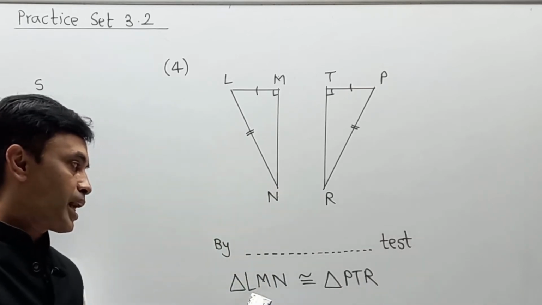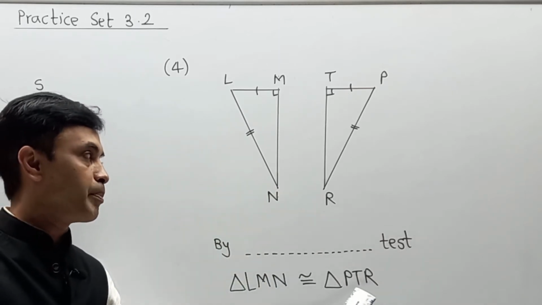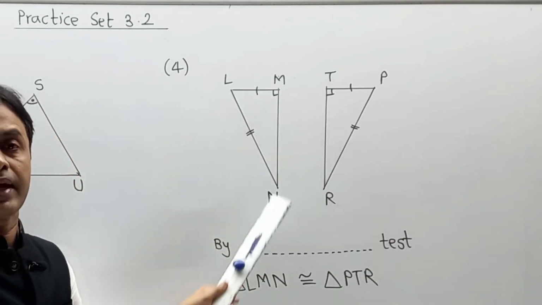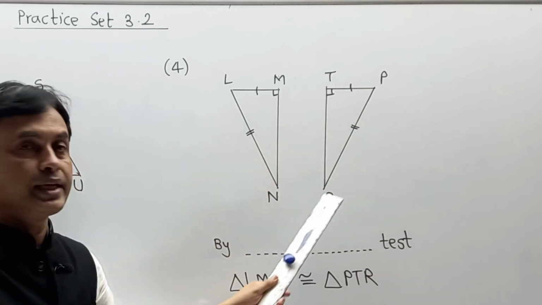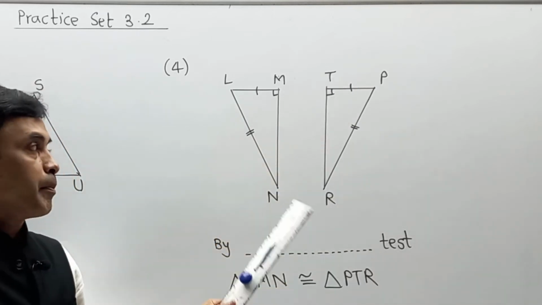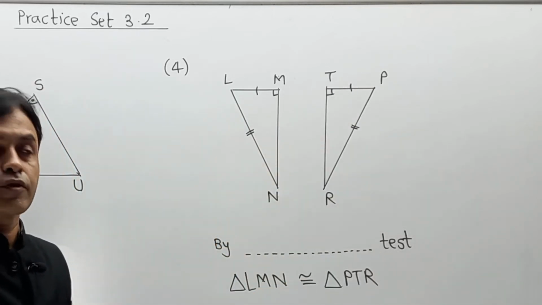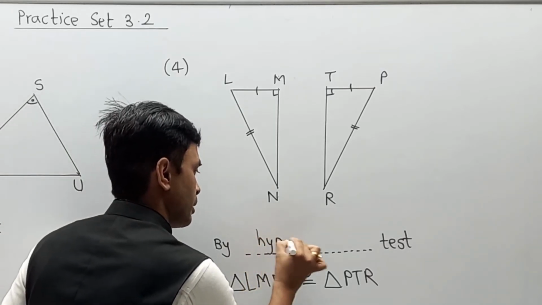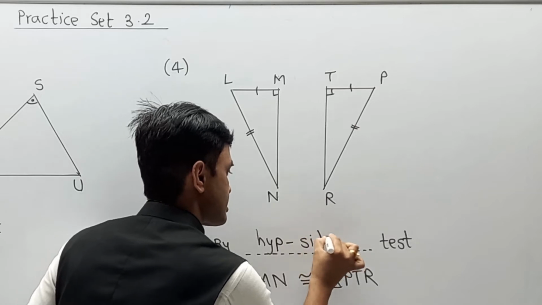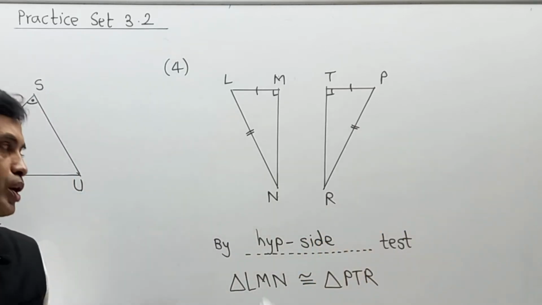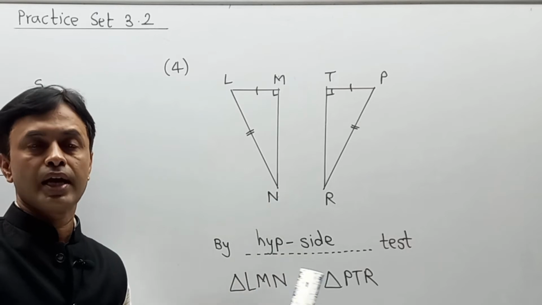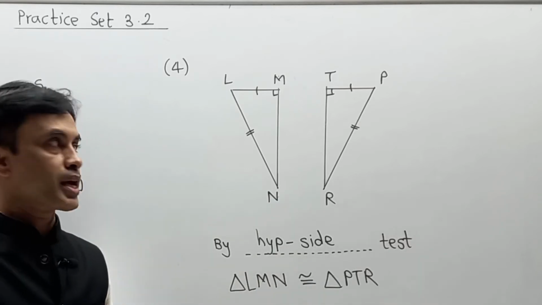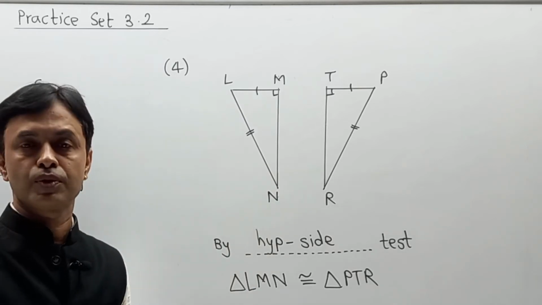the test. Triangle LMN is congruent to triangle PTR by the hypotenuse side test of congruency. In short, it is also written as hypotenuse side test, either write hypotenuse or in short HYP dash side. Hypotenuse side test of congruency, and in this way our fourth question is over.